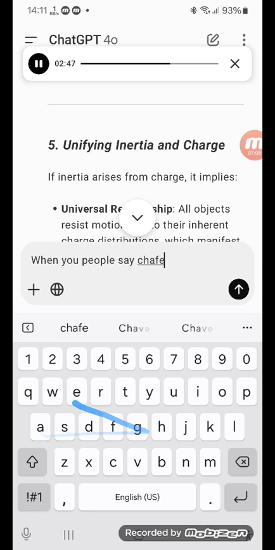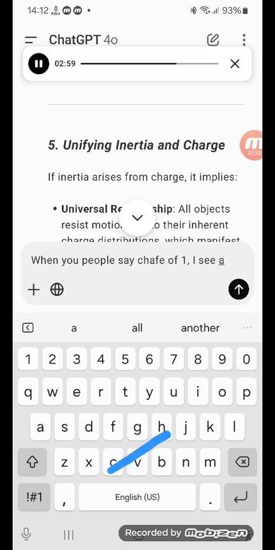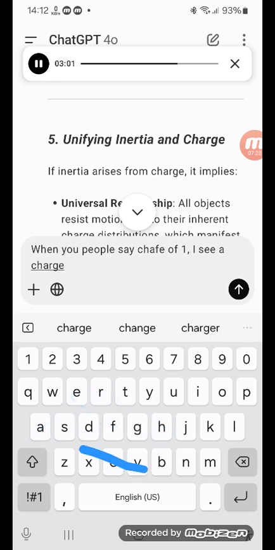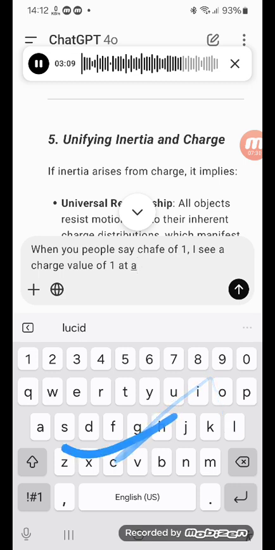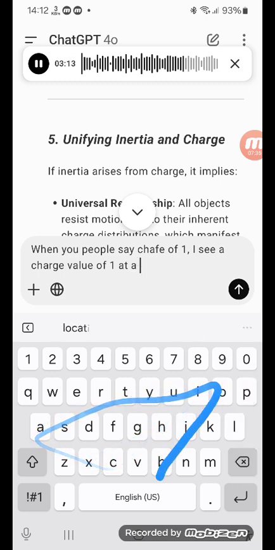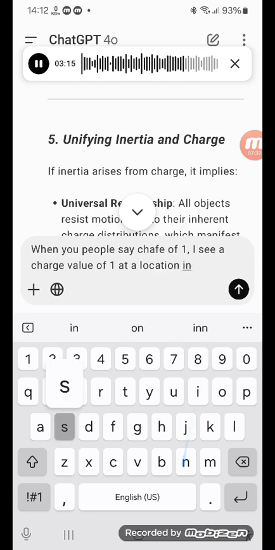Unifying inertia and charge. If inertia arises from charge, it implies a universal relationship. All objects resist motion due to their inherent charge distributions, which manifest as forces at macroscopic scales. Reframing motion. Motion is no longer resisted by mass, but by the dynamic interplay of charge and force in a system. Charge-based universe. This supports a universe where charge is primary and concepts like mass and inertia are secondary abstractions.